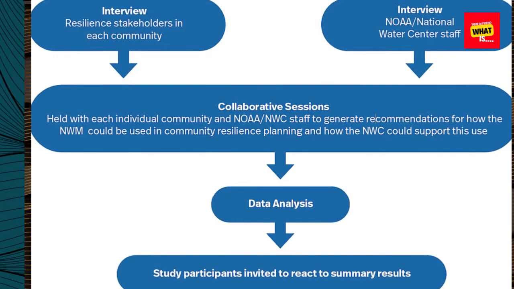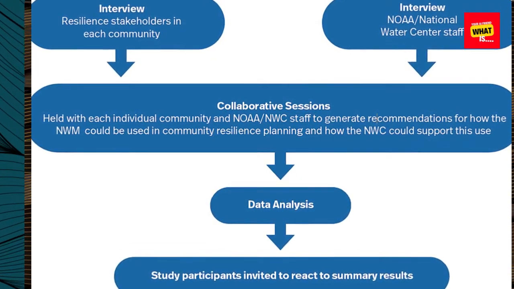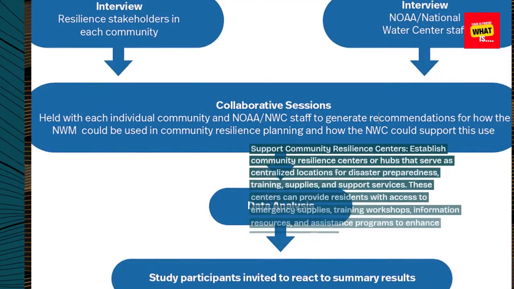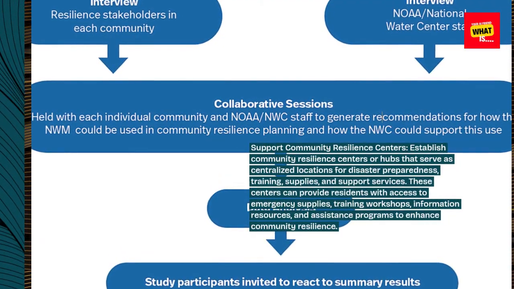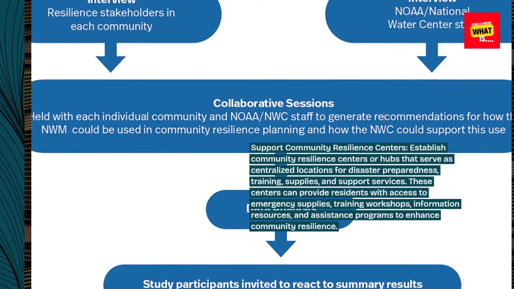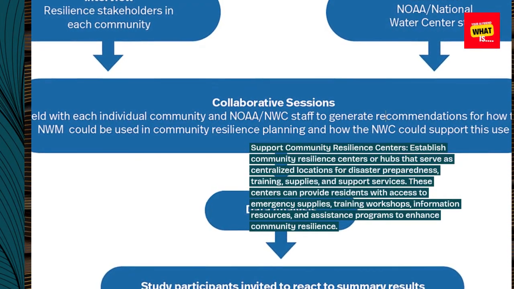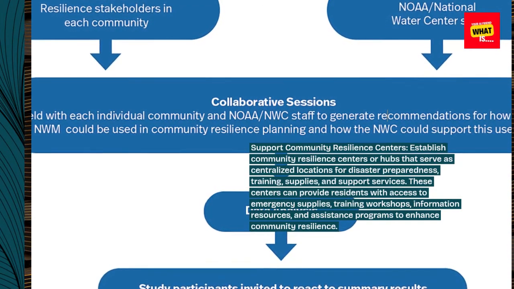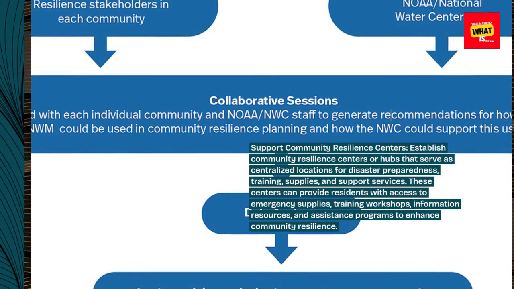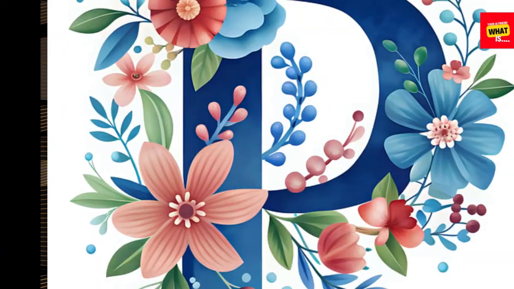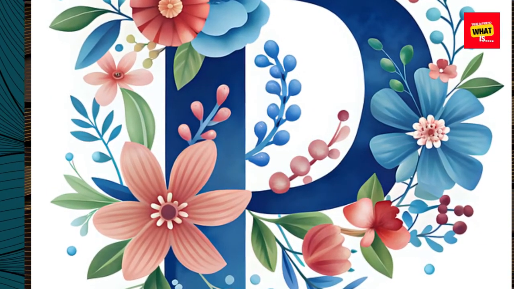Support community resilience centers. Establish community resilience centers or hubs that serve as centralized locations for disaster preparedness, training, supplies, and support services. These centers can provide residents with access to emergency supplies, training workshops, information resources, and assistance programs to enhance community resilience.